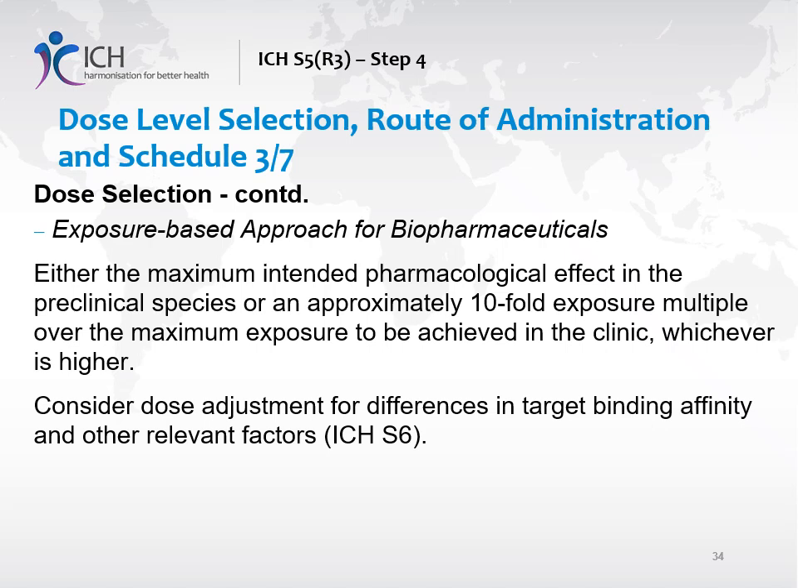Exposure-based approach for biopharmaceuticals. Exposure-based margins can be appropriate to select doses for biopharmaceuticals as per ICH S6. Generally, the dose should provide the maximum intended pharmacological effect in the preclinical species or provide an approximately tenfold exposure multiple over the maximum exposure to be achieved in the clinic, whichever is higher. ICH S6 should be consulted with regard to dose adjustment for differences in target binding affinity and other relevant factors.